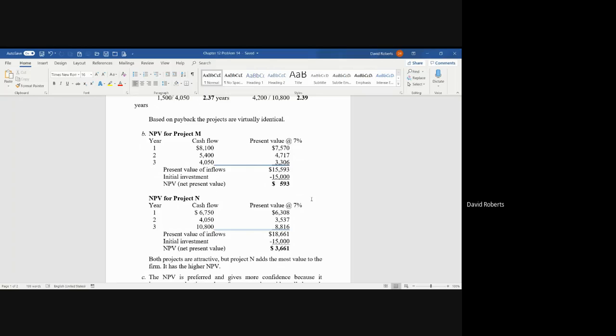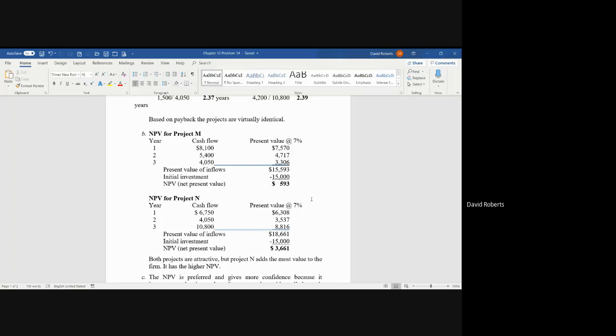You take the cash flows for year 1, bring it back to today at 7% for Part B. For year 2, you take the $5,400, bring it back 2 years to today, or the beginning of the project, 47.17 in today's dollars. You then take year 3 cash flow and bring it back to today, and in today's dollars is worth 33.06. So the formula for net present value is present value of inflows minus present value of outflows. So the present value of inflows is 15,593.